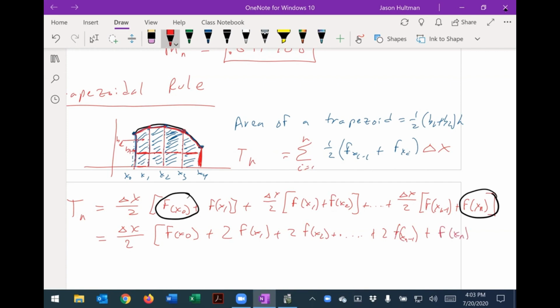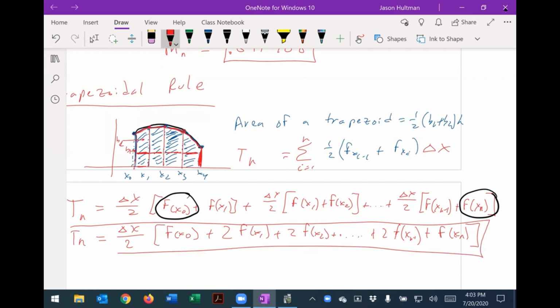The bookends here, they don't have 2's, everything else does. This is f of x sub n minus 1. Good stuff. And that is the trapezoidal rule, in a nutshell.